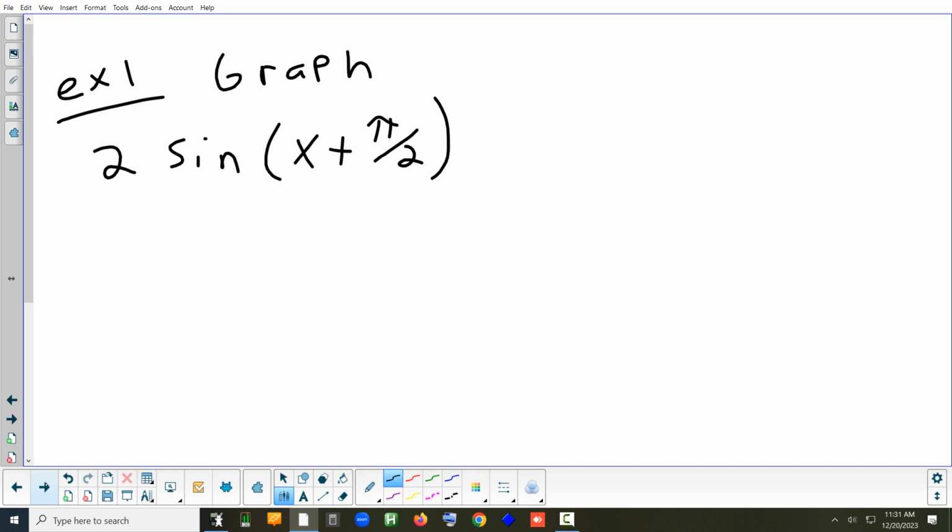All right. So what I usually do is I make 2 tables. I do the first transformation, and then I do the second one. Or you can do it all in one table if you think you can do it. Okay. What number are we going to focus on working with first? Right, the pi over 2. And what is that going to do? What kind of transformation?